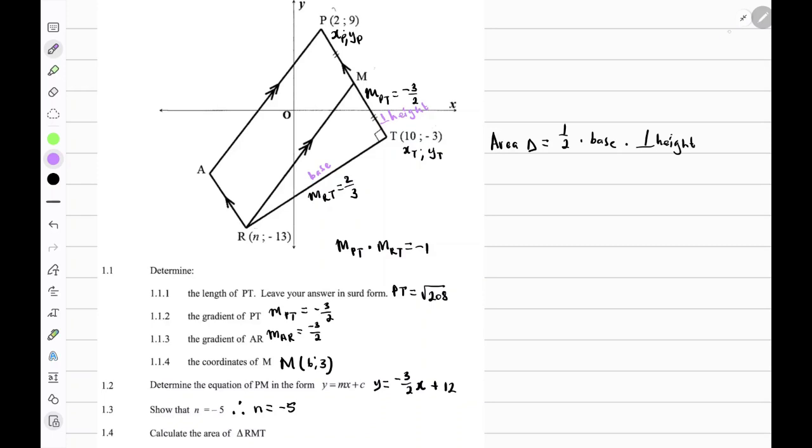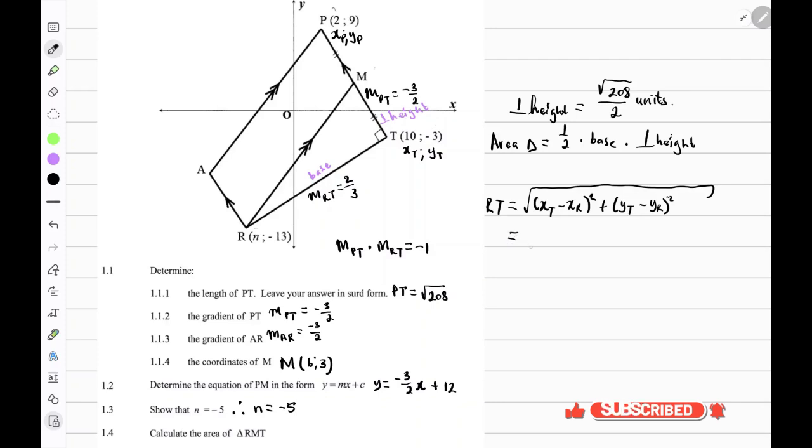So it's easy to find the perpendicular height because we found the distance of PT to be square root of 208 earlier on, and we know M is the midpoint, so this should be half the distance. So we can already substitute. The perpendicular height is equal to square root of 208 divided by 2 units. So now we just need to find the distance of the base. The base is RT. So we can use the distance formula there.